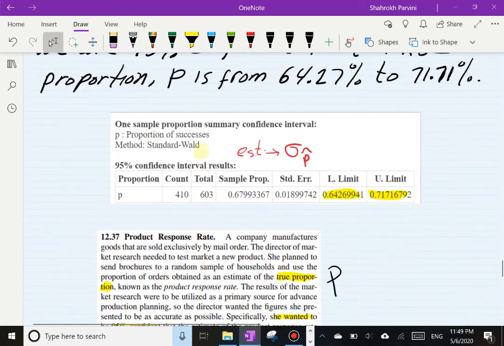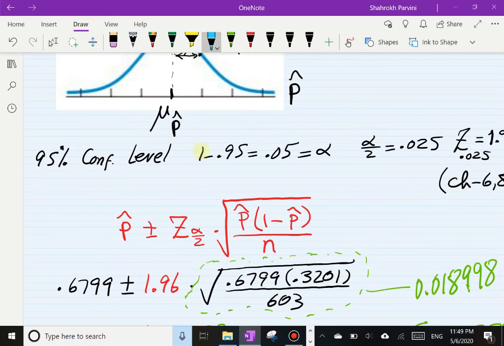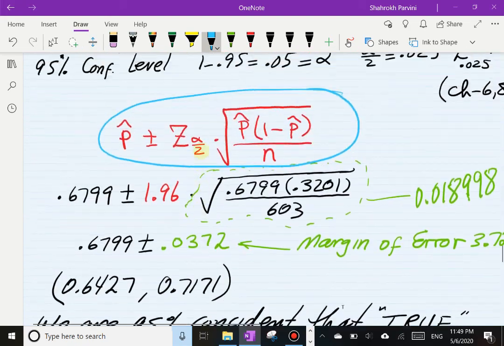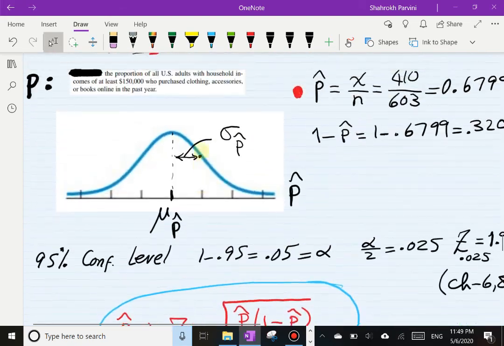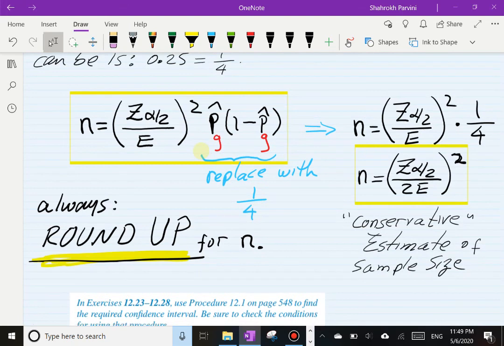So again, the takeaway from this section was the formula that we had right in here, that formula for the confidence interval. And of course we had two formulas for sample size, actually up here maybe, yeah, we had these two formulas. We had this formula and we had this formula for the sample size. Okay, so those are the three things we had in this section.